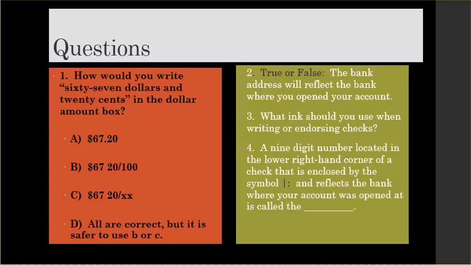Number 3, what ink should you use when writing or endorsing checks? There's actually 2 answers for this. Number 4, a 9-digit number located in the lower left-hand corner of a check that is enclosed by the symbol that has a vertical straight line with a colon after it and reflects the bank where your account was opened at is called the blank.